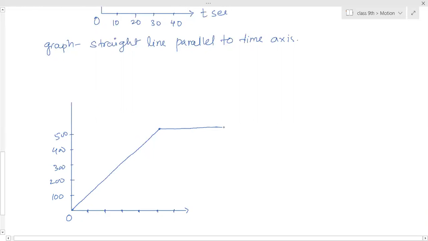You will sit for some hours there, and after that you start moving to your house again. After the school gets over, you start moving towards your house. At that time again your distance covered goes on changing, so it gets added up. So again from here, if you are moving with a uniform motion, it will start moving continuously upwards. Is that clear?